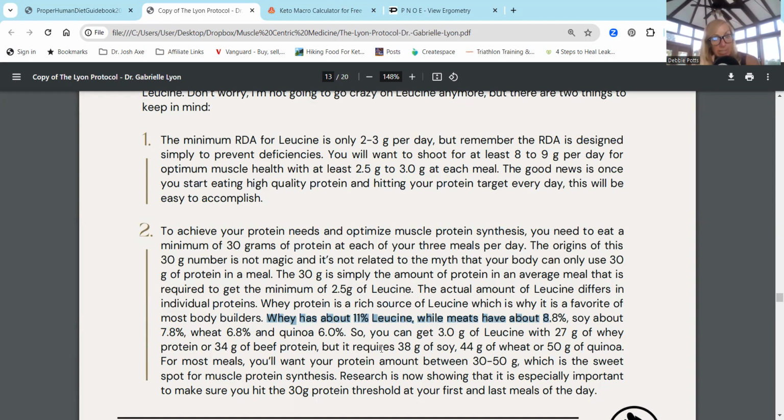muscle health for longevity. So you want to prioritize, plan ahead, Sundays, figure out your meal plan for the week, cook what you can in advance, have it in the freezer, thaw it out in the fridge in advance so you're ready. Most meals you want your protein 30 to 50 grams, a sweet spot for muscle protein synthesis.